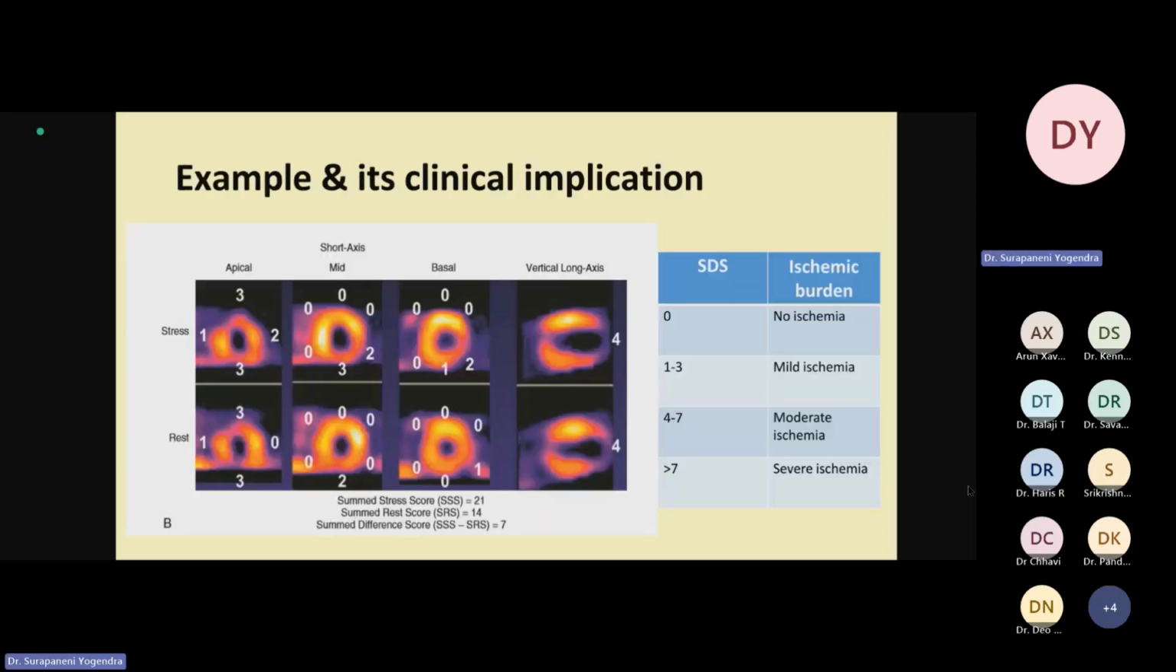Example and clinical interpretation. In this example, you can see the sum stress score is 21 and the sum resting score is 14, and the differential score is 7. Now, the summed differential score tells the ischemic burden of the heart. So, SDS of 0 is no ischemia, 1 to 3 is mild ischemia, 4 to 7 is moderate ischemia, and greater than 7 is severe ischemia.